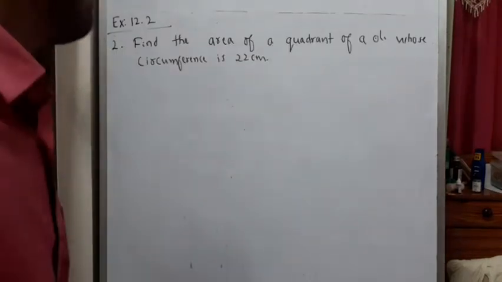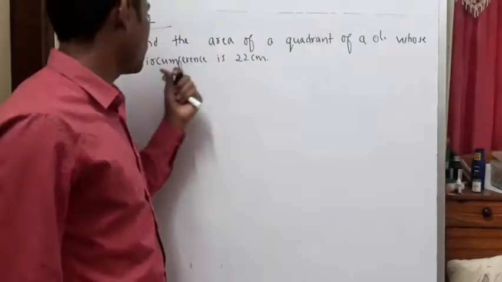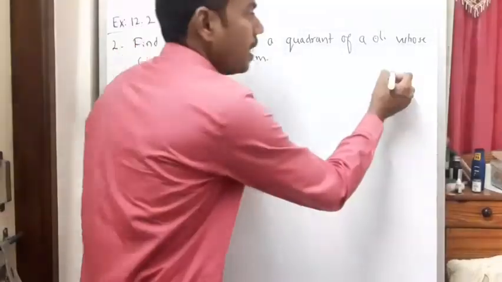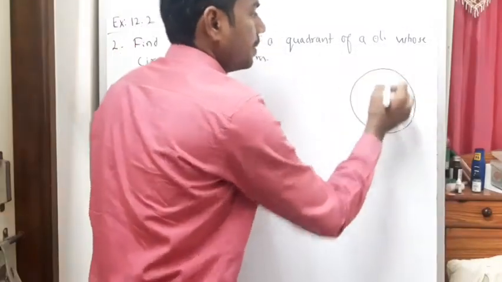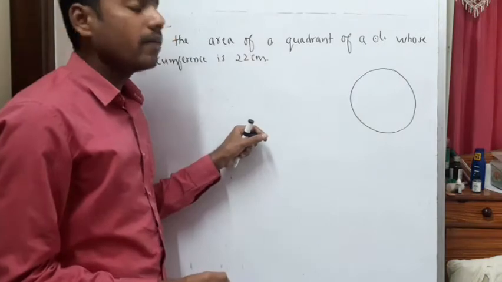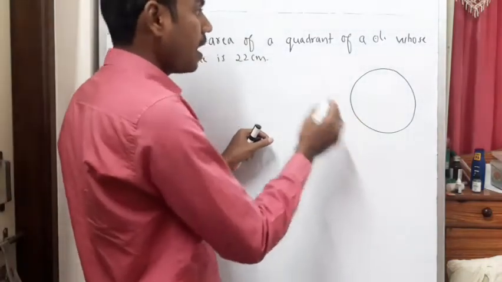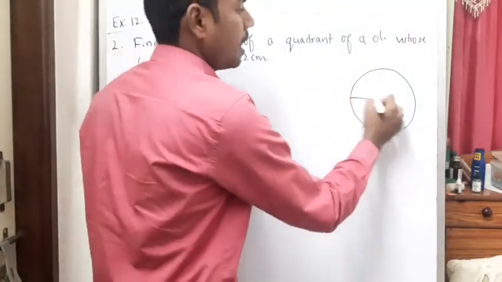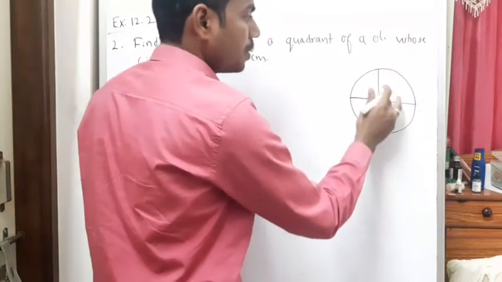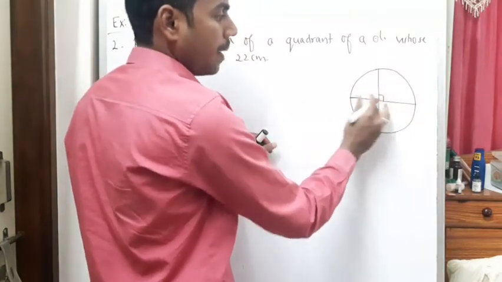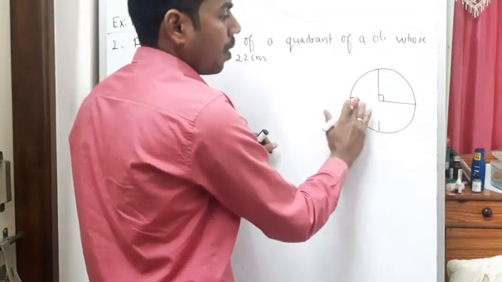So second question: find the area of a quadrant of a circle whose circumference is 22 centimeter. Suppose this is a circle. What we need to do? We need to find the area of a quadrant. It means if the circle is divided into 4 segments, this will be one quadrant. Okay. So what will we see?